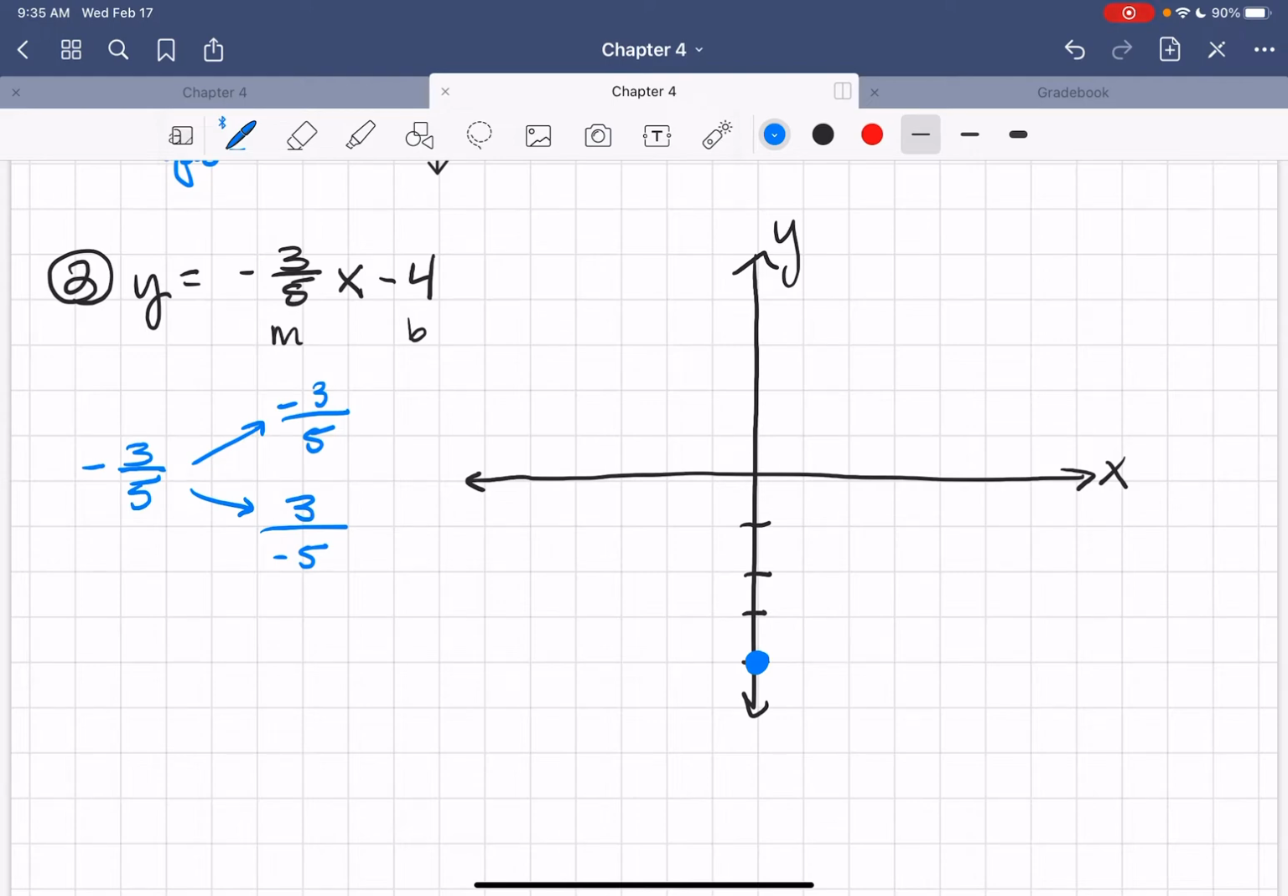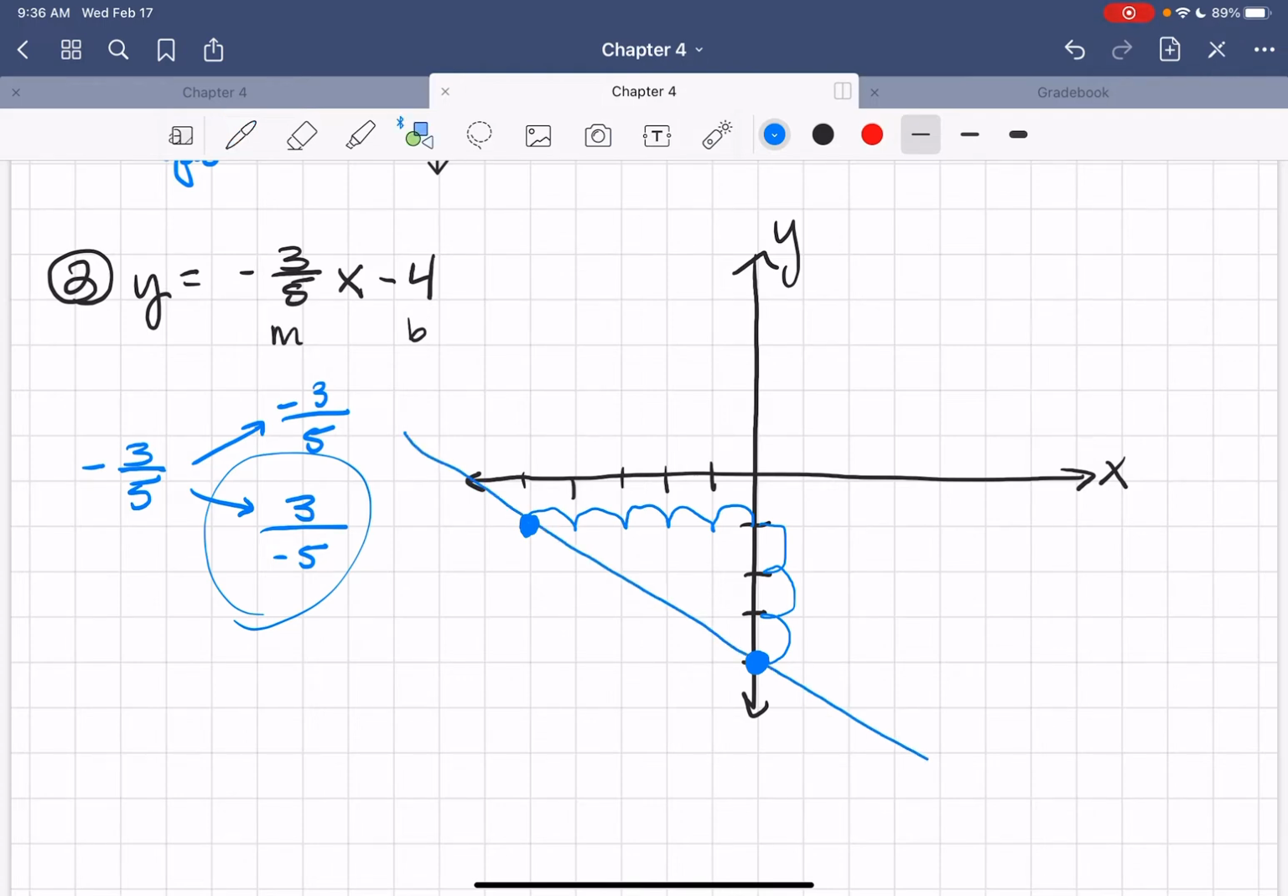So I'm going to do +3/5 because I look at my space and I don't really have a lot of space to go down 3. It's kind of going off my graph. So I'm going to rise 3, 1, 2, 3, and then I run -5. 1, 2, 3, 4, 5. So that is my second point. Connect. And I'm done.